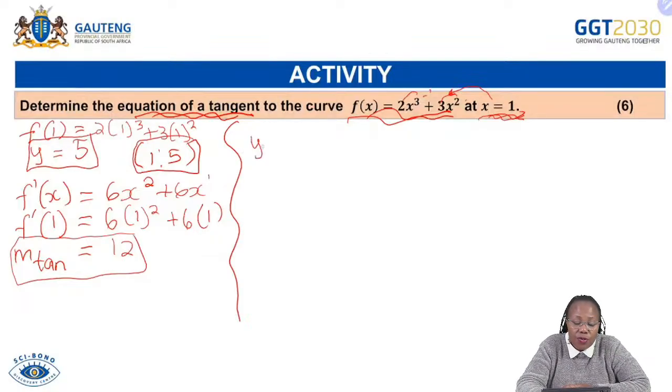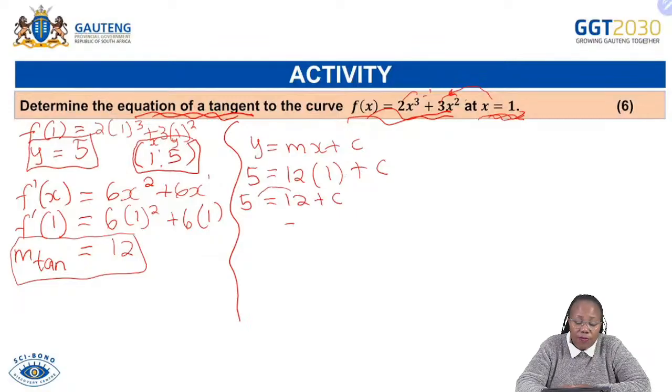If you decide to use the equation y equals mx plus c, it is up to you, learners. Which one is simpler for you? Then you'll say this is my x and this is my y. What is y? 5. What is the gradient? 12. What is the x value? 1. So 5 equals 12 times 1, which is 12, plus c. Transpose 12 to the left, then it will be minus 12 plus 5, and then this will be minus 7.